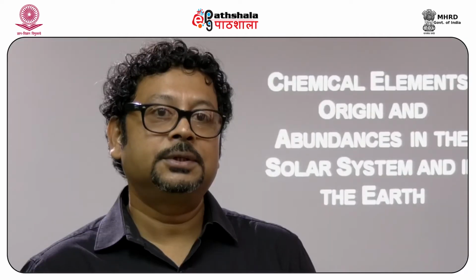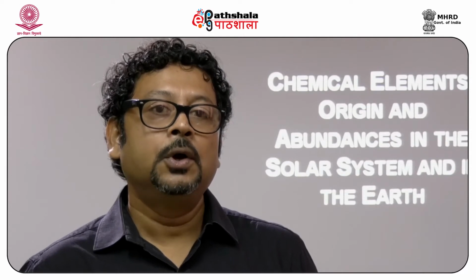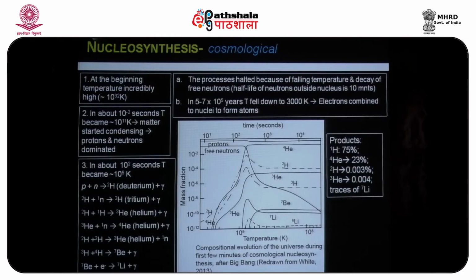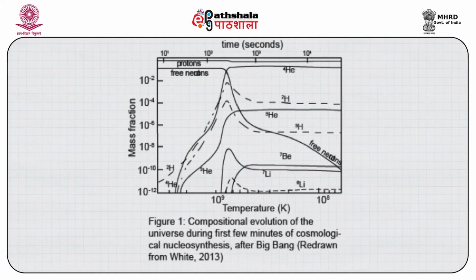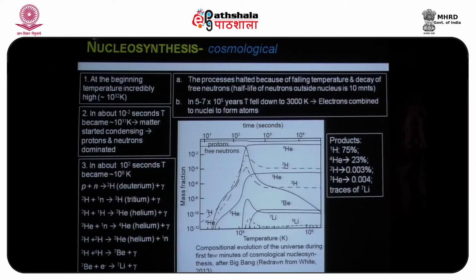This Big Bang nucleosynthesis actually discusses the origin of elements right after the Big Bang. So, at the very beginning, as all the matter and energy were condensed in a very small space, the temperature was incredibly high, maybe in the tune of 10 to the power 32 Kelvin. So, matter could exist only in the form of fundamental particles as quark soup. In about 10 to the power minus 2 seconds, the temperature became around 10 to the power 11 K when matter started condensing and protons and neutrons dominated.